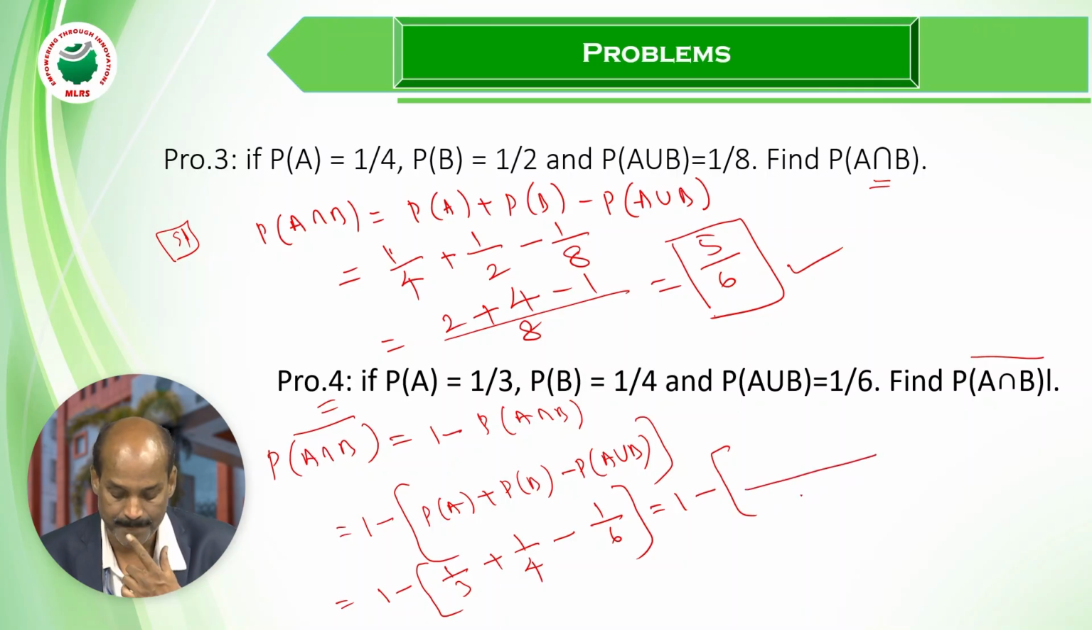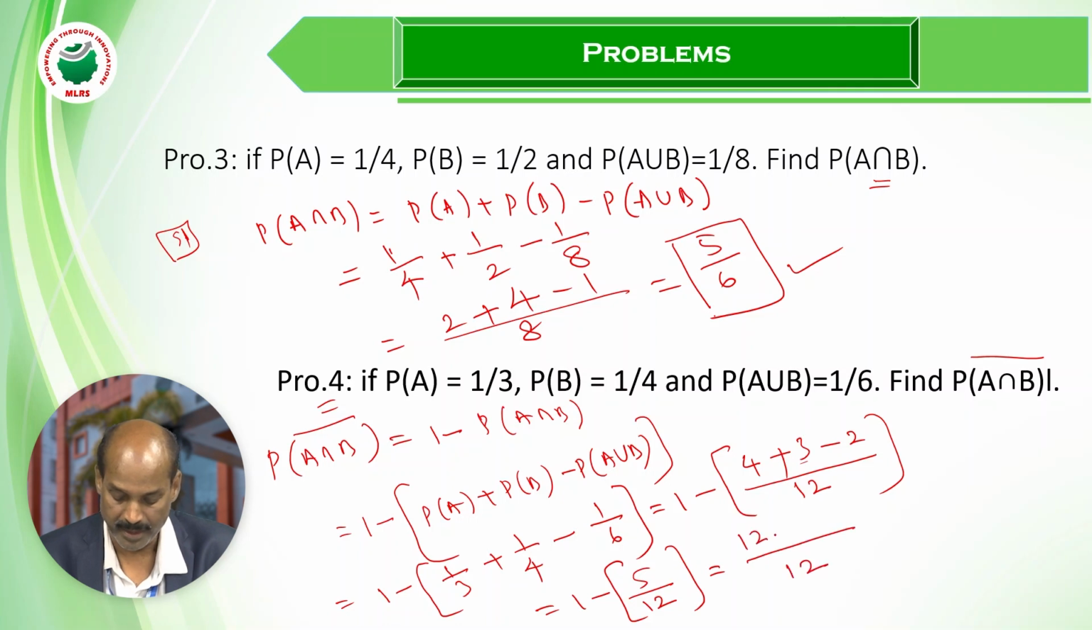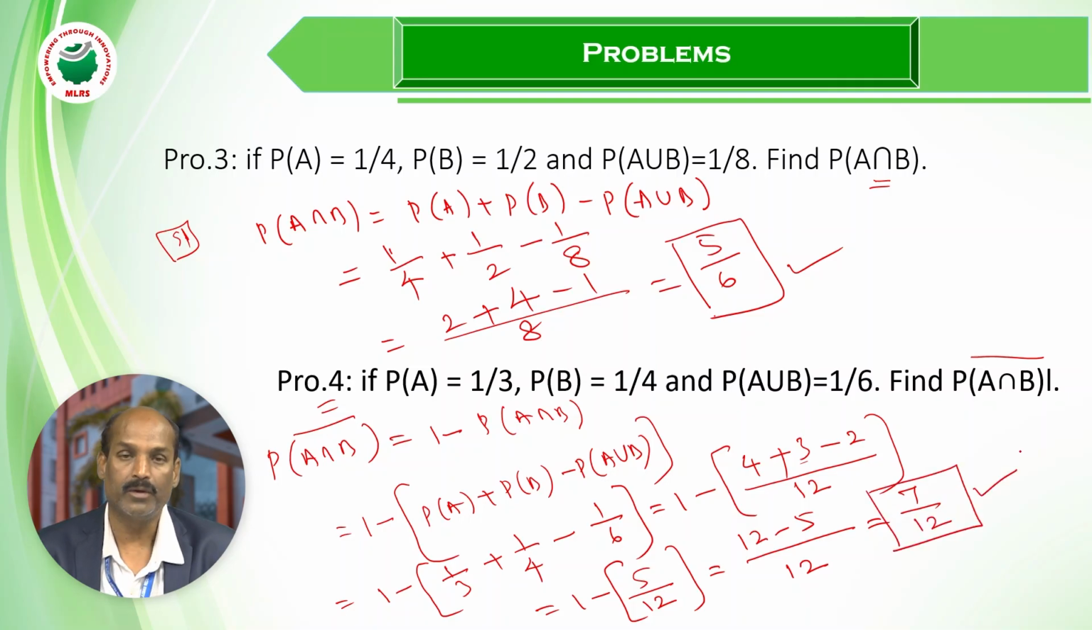Now simplify this. 1 minus big bracket, take LCM. Here this becomes 12 LCM. So 3 and 4, plus 4. Now this becomes 3 and this becomes 2. Now what happened here? 1 minus bracket, 4 plus 3 is 7. 7 minus 2 is 5. 5 by 12. Again you take LCM here 12. 12 minus 5 is 7. 7 by 12 is the required probability of A intersection B complement.